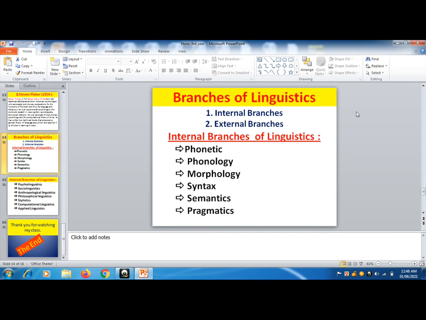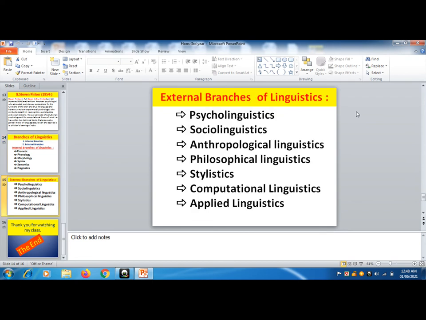Now I'm going to discuss with you our main topic, that is branches of linguistics. You know, there are two branches of linguistics, that is internal branches and external branches. So what are the internal branches of linguistics? Yes, phonetics, phonology, morphology, syntax, semantics, and pragmatics. All these are internal branches of linguistics. I will also discuss these topics in the next class.